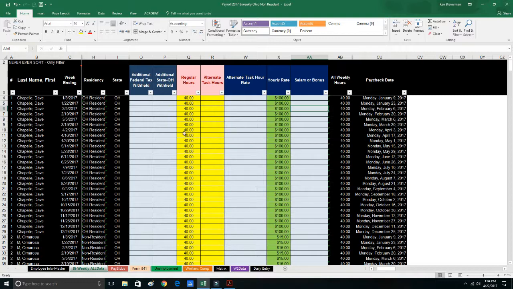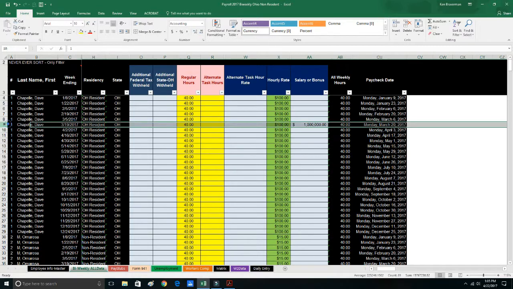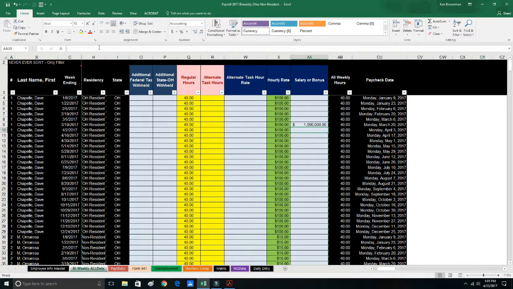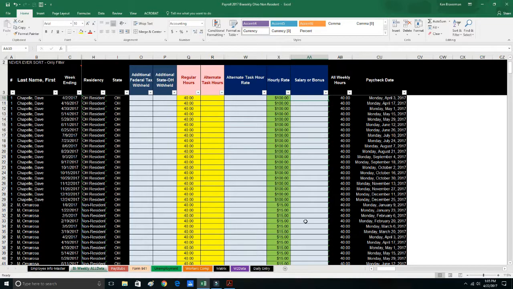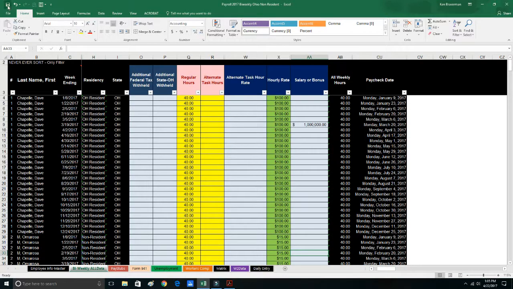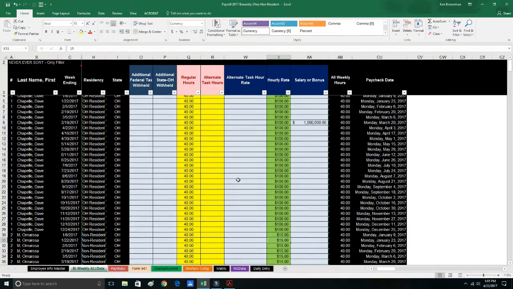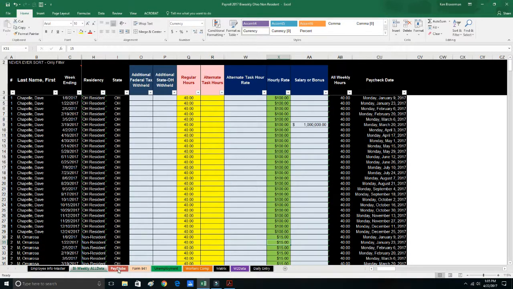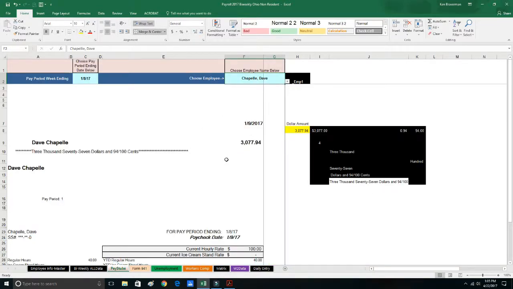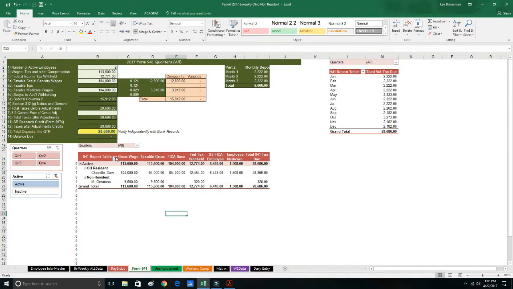So assuming that Dave Chappelle worked 40 hours at 100 bucks an hour, and maybe he got a $1 million bonus from Netflix in March, as he should for having the highest watched specials ever. He's great. I don't know when Omarosa started for the Trump administration. She's probably making more than 15 bucks an hour. So you can do things like pay stubs, and let's talk about the 941.